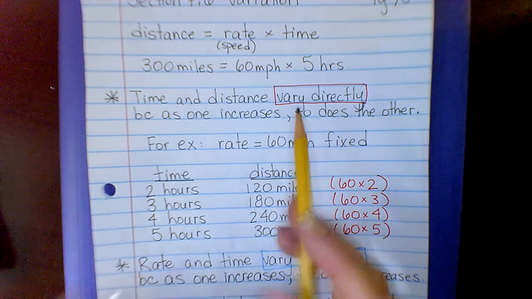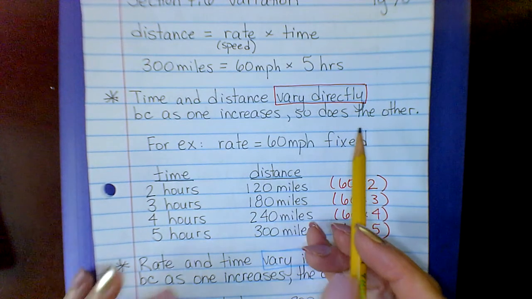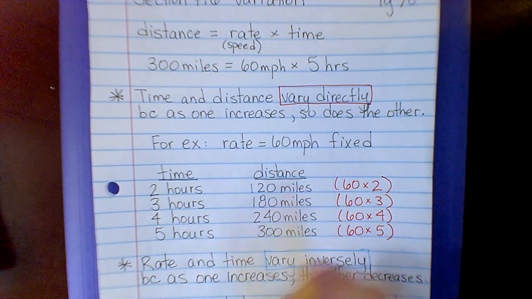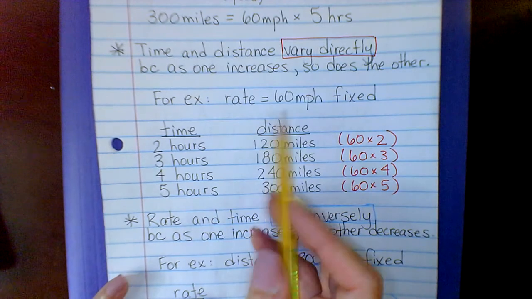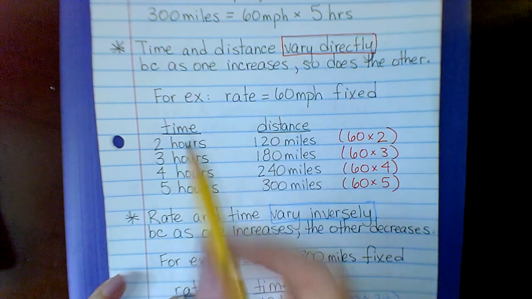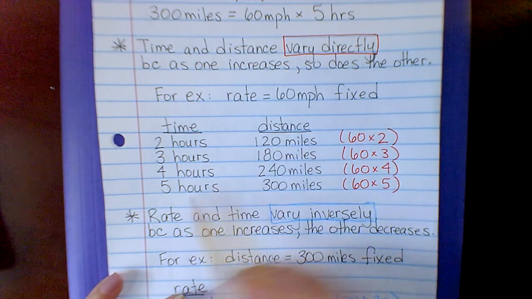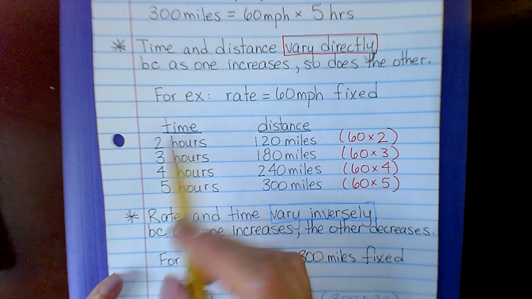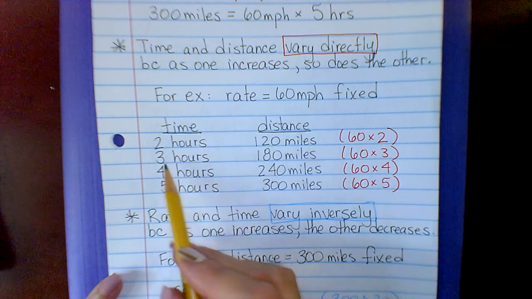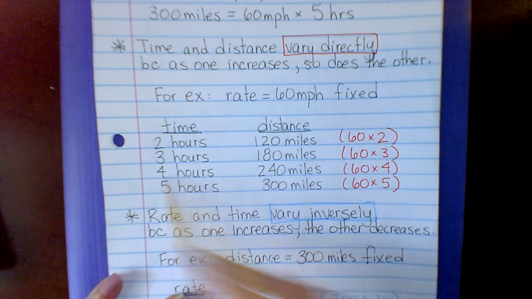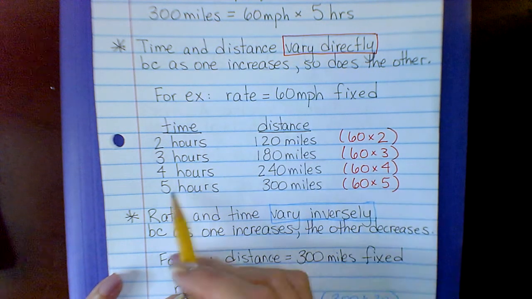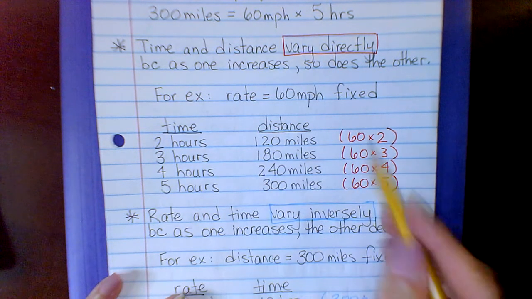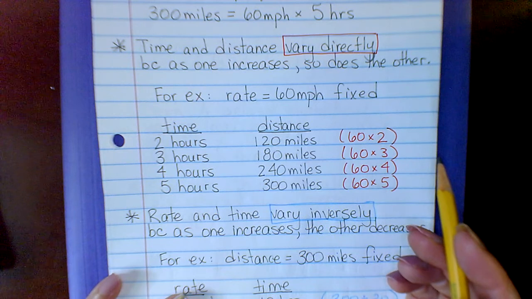Direct variation means that as one thing increases, so does the other. So, for instance, time and distance vary directly, or have a direct variation. So let's fix the rate at 60 miles per hour here. You can see that as the time increases, as you're driving 60 miles per hour for 2 hours, you cover 120 miles. For 3 hours, you cover 180 miles. 4 hours, you cover 240 miles, and so on. So as this number increases, so does this number. And I'll put these off to the side just to show you how I got those numbers.